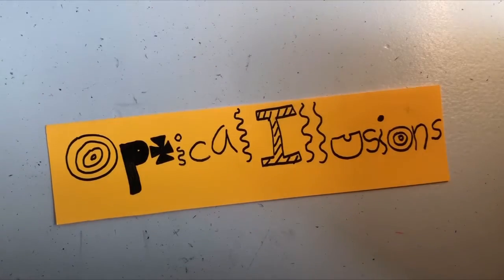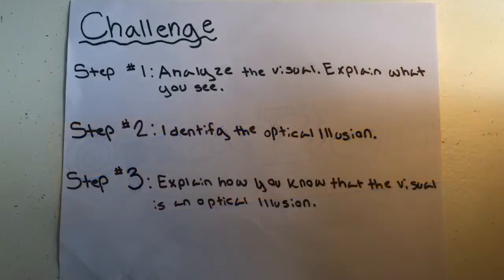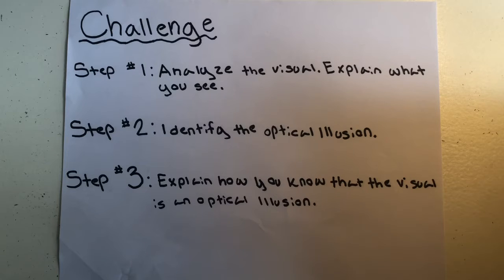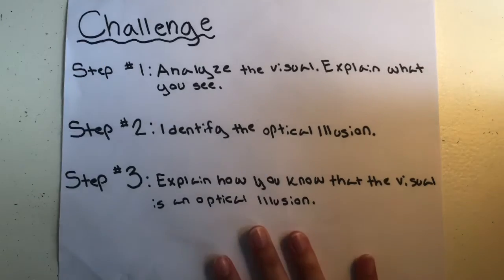Now that we have a bit of an introduction to what we'll be doing, let's get into the fun stuff. We are going to identify the optical illusion in each of the following optical illusions that I have drawn. Your challenge will be to describe the visual and then identify what the optical illusion is, then explain how you're able to determine that the visual is in fact an optical illusion. I will help you along the way.